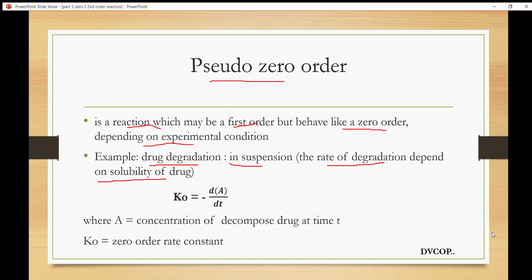For this zero order reaction, the rate constant K0 is determined by using minus dA divided by dt. Again this minus sign shows that as the reaction proceeds, the concentration of the reactant changes. Delta A is the change in concentration with respect to time.